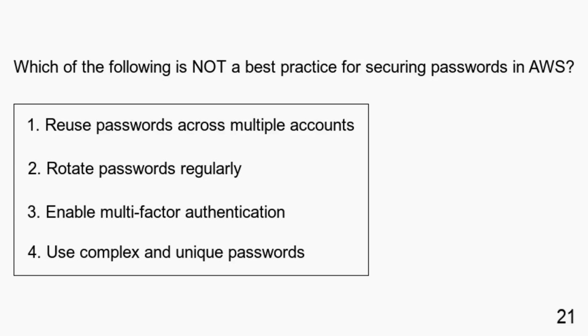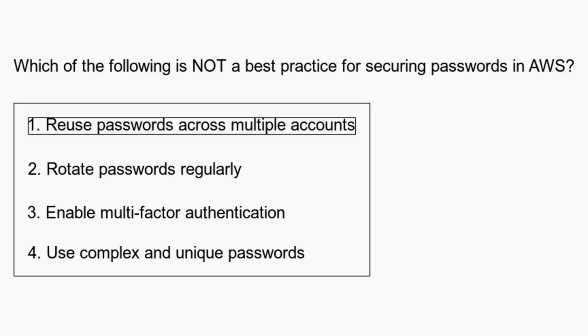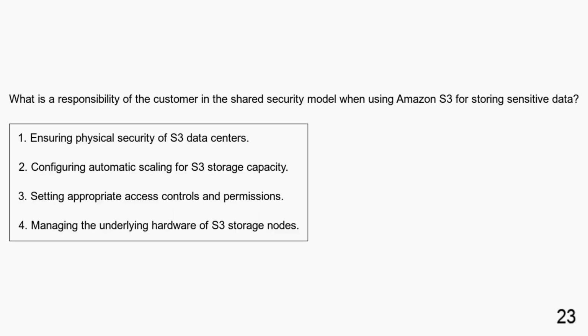Which of the following is not a best practice for securing passwords in AWS? Reuse passwords across multiple accounts. Rotate passwords regularly. Enable multi-factor authentication. Use complex and unique passwords. Reusing passwords across accounts significantly increases the risk of unauthorized access. Always use unique and complex passwords for each account.